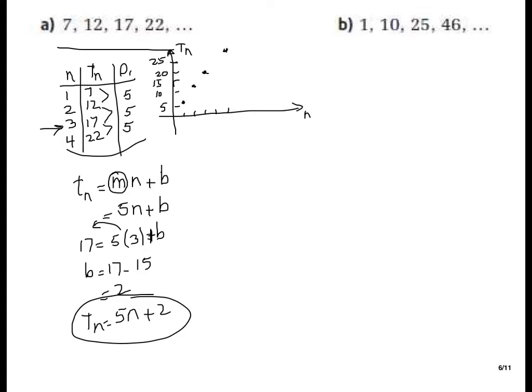To test the formula, let's pick the fourth term, which is 22. If I put 4 here in this equation, I get t sub 4 is equal to 5 times 4 plus 2, which is going to give me 22, which is exactly what it should be.